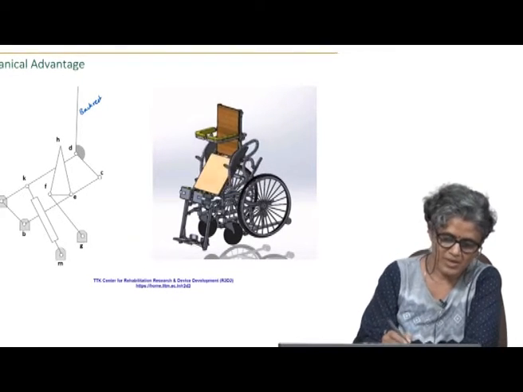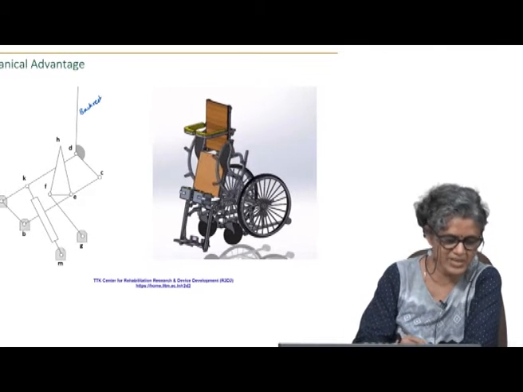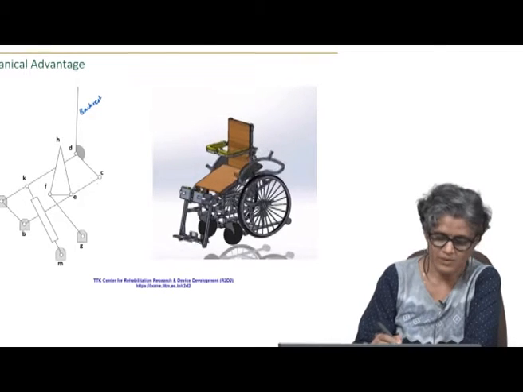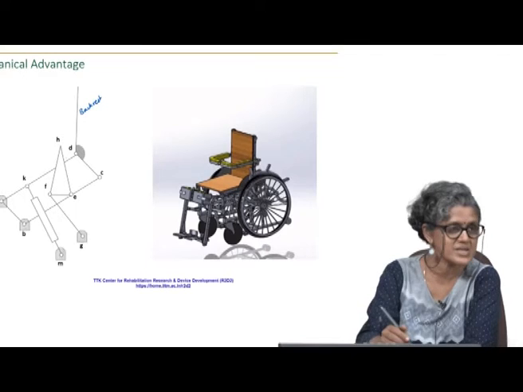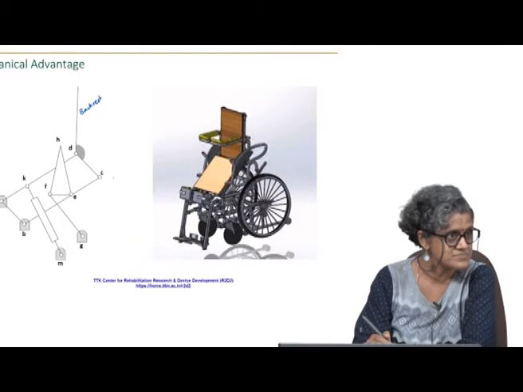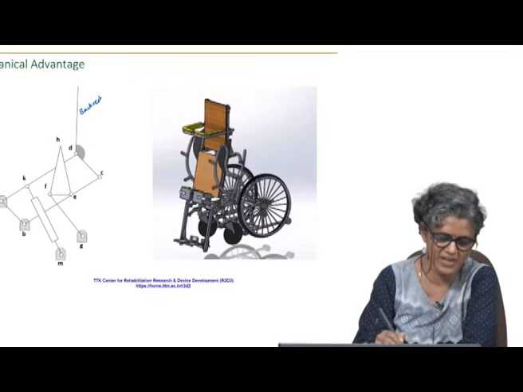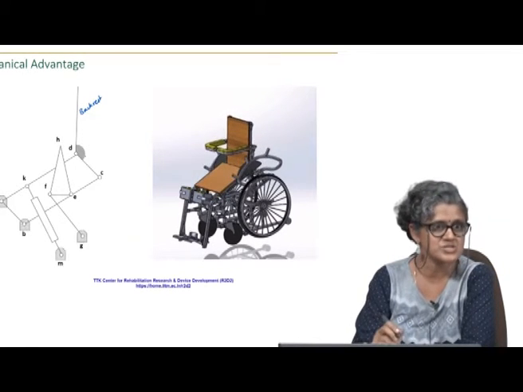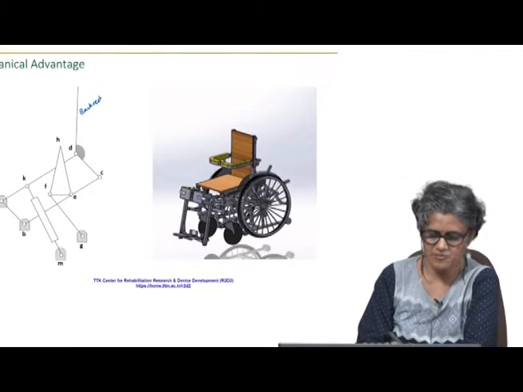So, it maintains the same orientation, it is part of this parallelogram linkage ABCD, okay, and because it is a parallelogram linkage, as this linkage moves, this orientation does not change, and that is the backrest. So, this just shows that the backrest is rigidly attached to this link, but these are part of the frame of the wheelchair.